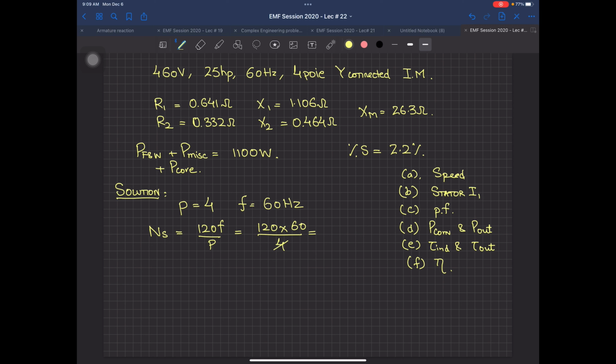So this comes out to be 30, and this will be 1800 RPM. Now when you have NS and you are asked to find out NR, because what is asked? Speed is asked over there, and whenever speed is asked, I am interested in the speed of the rotor. So NR would be equal to the formula again which I told you from lecture number 21.